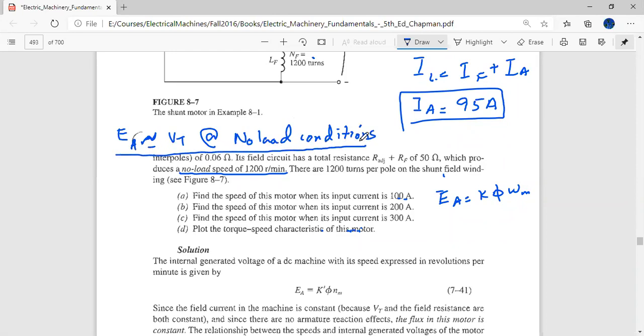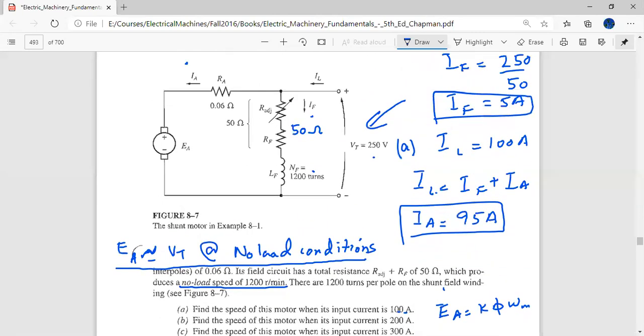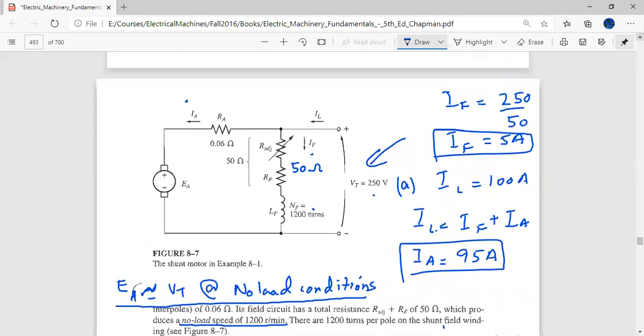Okay, always remember this. It will be easy to crack all the numericals if you know this fact, that EA is equal to VT at the no load conditions. Okay, so what this means is when you have no mechanical load attached, EA would almost be equal to VT. What does this imply? This implies that this IA would be almost equal to 0.